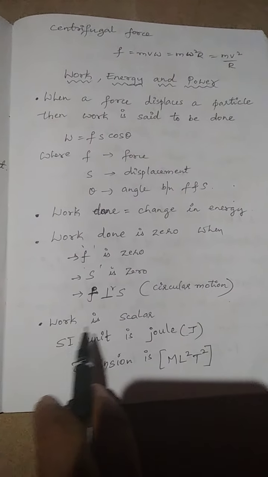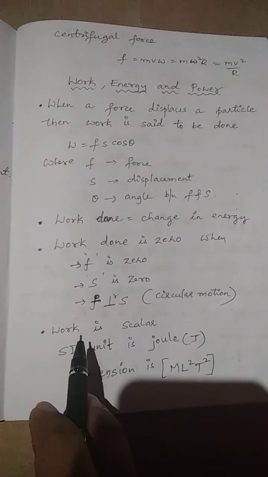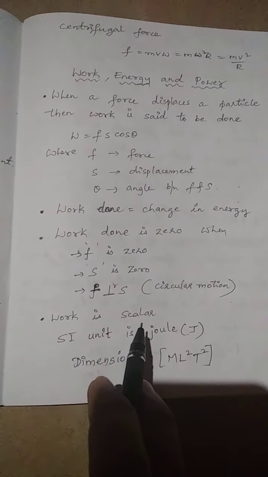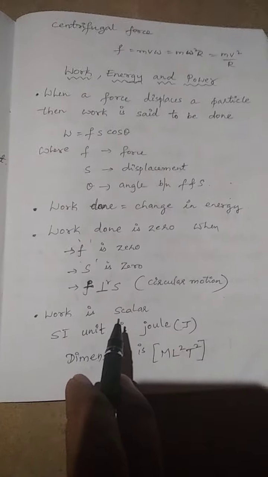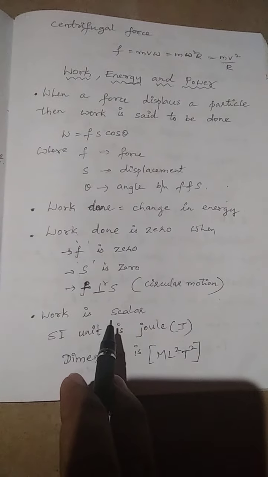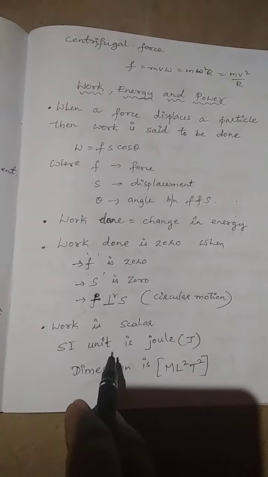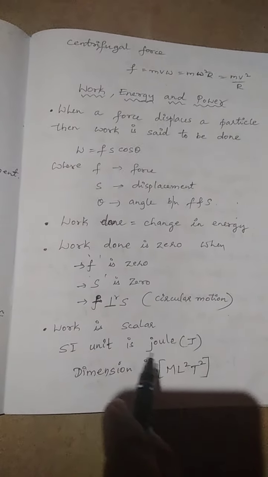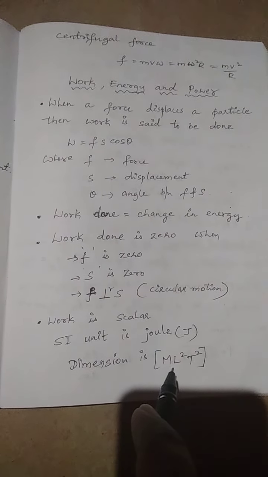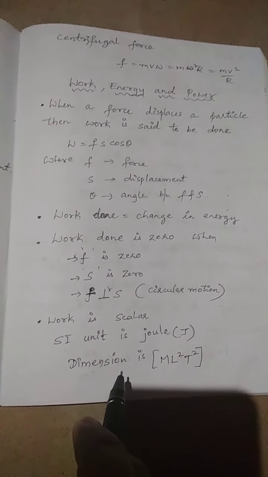Coming to the next point, work is a scalar. You know two types of physical quantities that we know for the time being: scalars and vectors. There is another one, tensor. You don't need to know about that now; we will see about that in future classes if possible. Work is scalar. Its SI unit is joule, represented by J. Dimension is M L square T to the power minus 2.